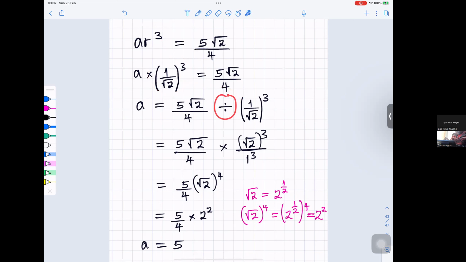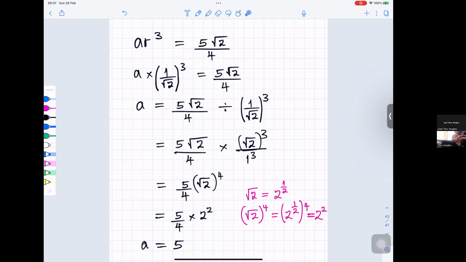And we change the divide to times, and then flip this fraction. So it becomes root 2 cube over 1 cube. 1 cube is just 1. Now we multiply the numerator. 5 times no whole number, there's just 5. Root 2 times root 2 cube. Now there's one of them there, there's 3 there. 1 plus 3 is 4. So it's root 2 to the power 4. And then 4 times 1 cube is 4.